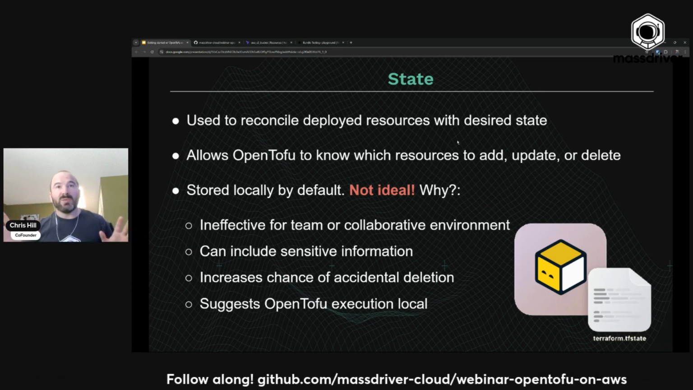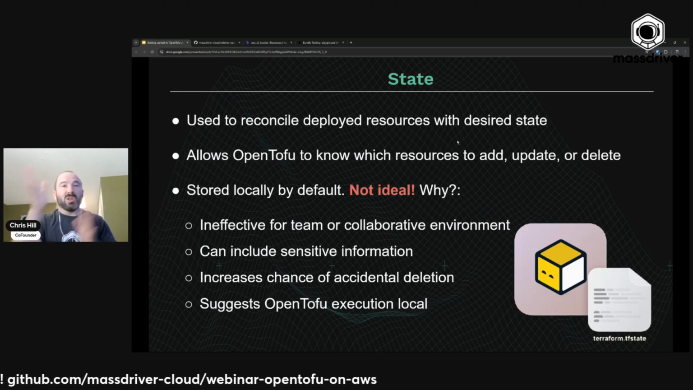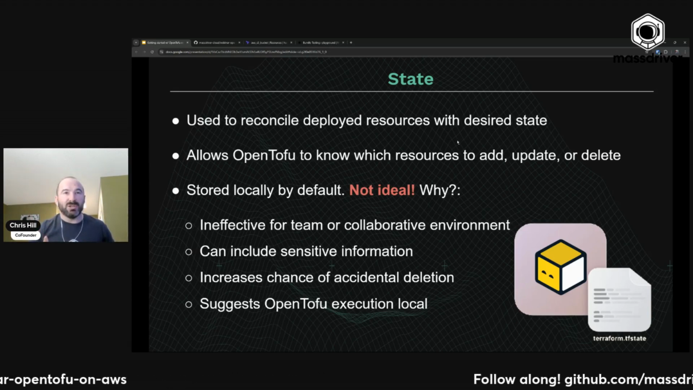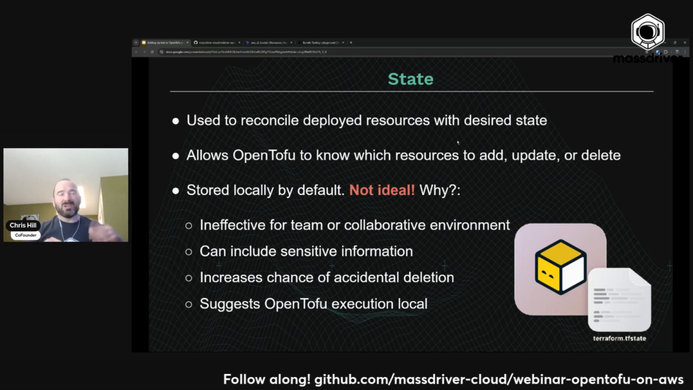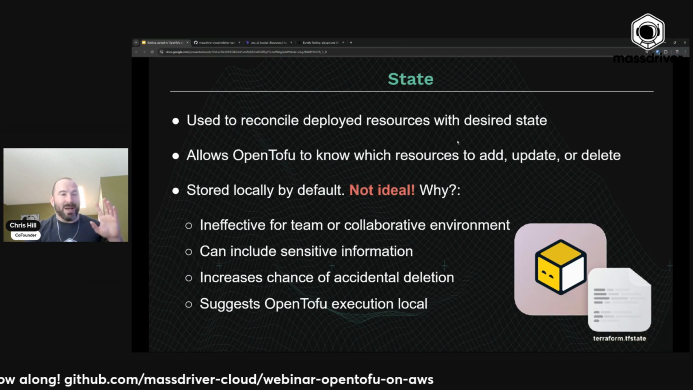And OpenTofu really doesn't like that. And so when you move state remotely, you can put locking around it that ensures that changes never happen simultaneously. They only happen one at a time. And you don't really have to worry about checking it in or anybody accidentally making mistakes with it. So that's a big reason.